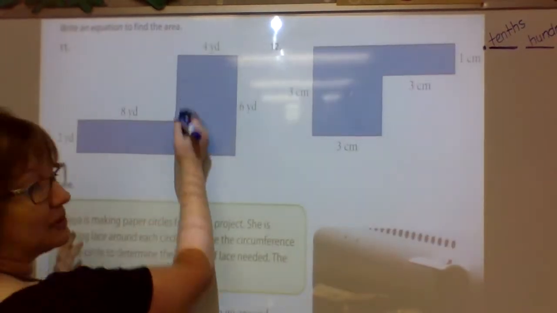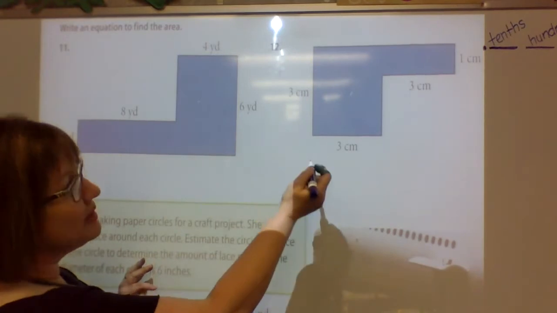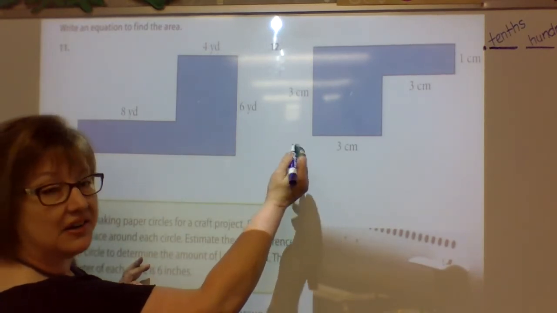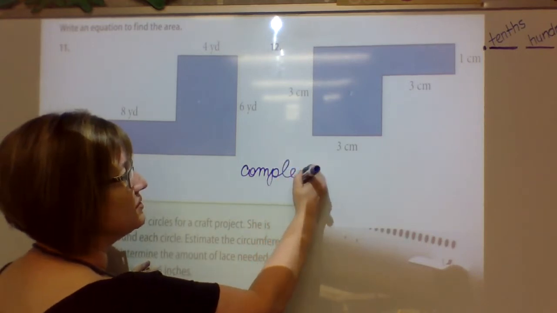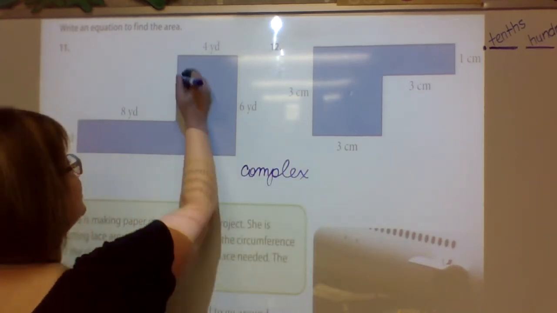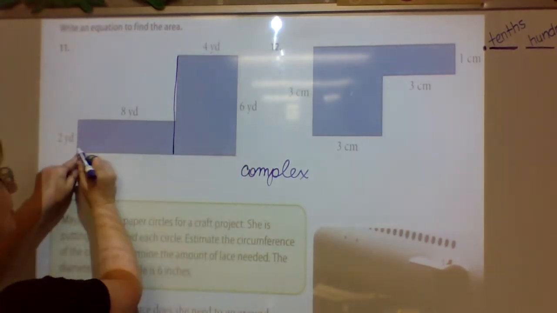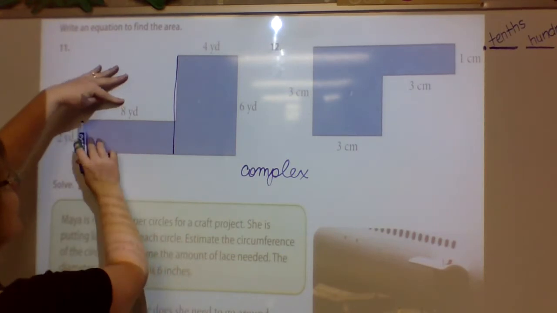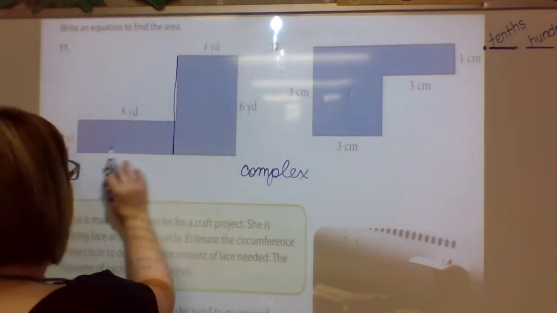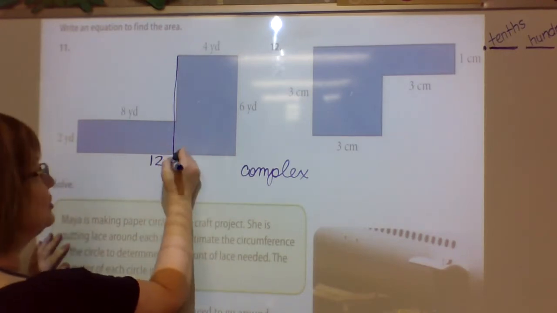Okay, so remember, do you remember what kind of area we have on this? It's called a complex area because we have more than one shape there. So you need to do this rectangle and this rectangle. And remember how you can find this line? It's this line plus this line. So this one would be what? 12. This one's 12 yards.